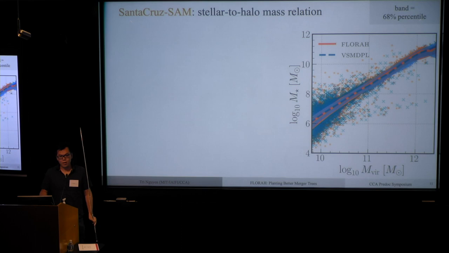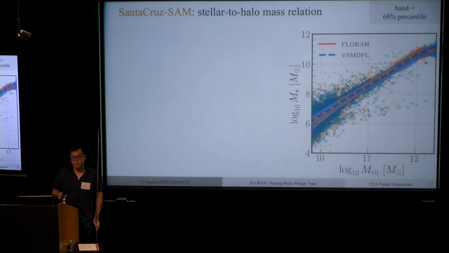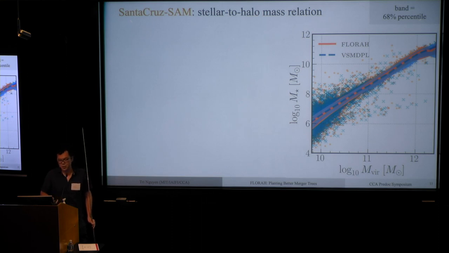Another thing I want to show is whether these trees can be used in a semi-analytic model in place of N-body trees. For this, we apply the Santa Cruz semi-analytic model to estimate the stellar mass of each galaxy that arises from the mass assembly history.